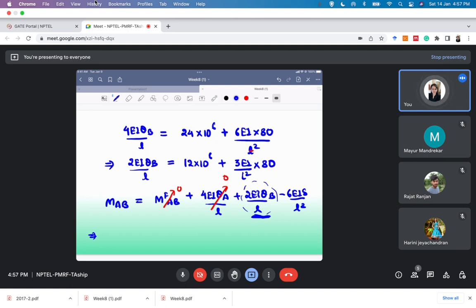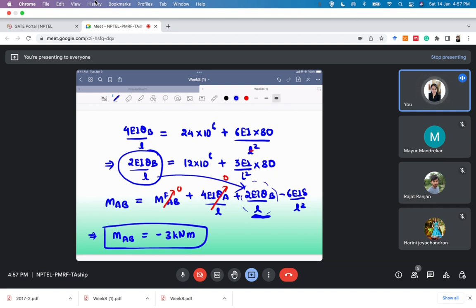Okay, so if you solve all this equation, if you put the value of 2 EI theta B by L in this equation here, then finally you'll get the value of MAB as minus 3 kilonewton meter. So it will save a considerable amount of time for you. Okay, so the answer is minus 3 kilonewton meter. You can try solving it yourself to see if you get the same.